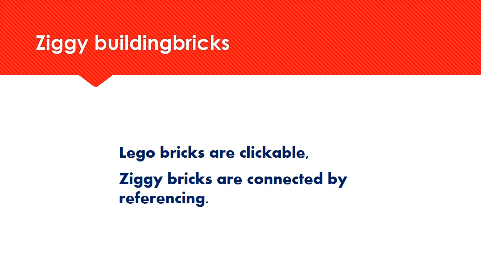And now, back to the Lego analogy. You can click Lego bricks together and separate them again. Quite easy. Because of this building system, you can create, with just a few bricks, an infinite number of creations. That is the big success of Lego. Ziggy bricks need to be put together as well. Only not by clicking them on each other, but by referencing.